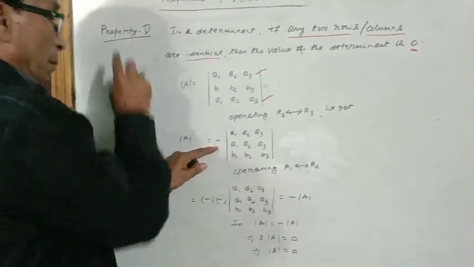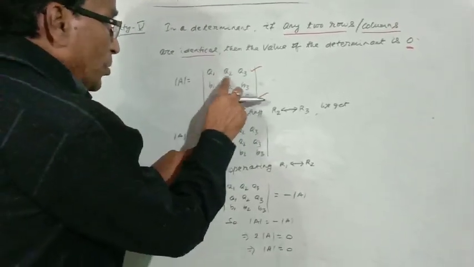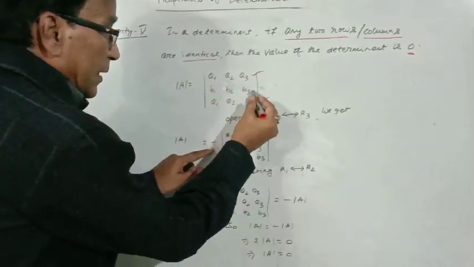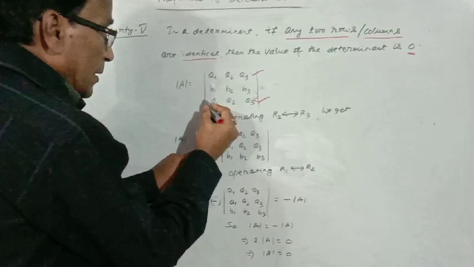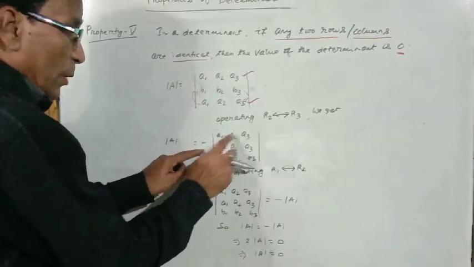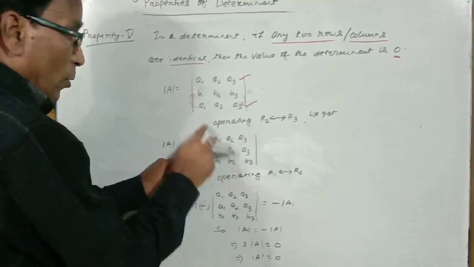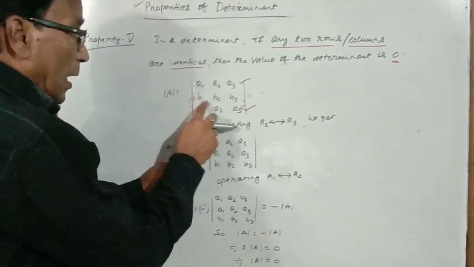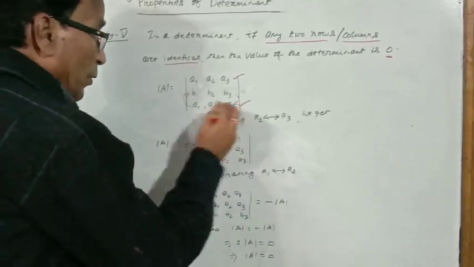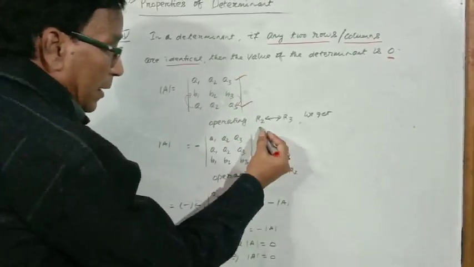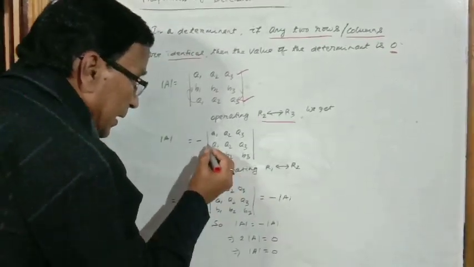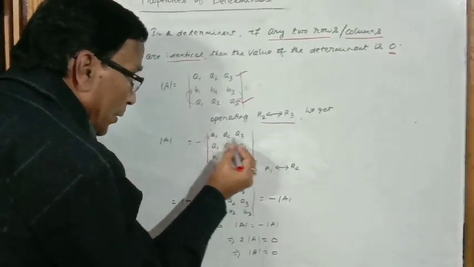So according to the previous property, the first row will remain as it is, A1, A2, A3. On interchanging these two rows, it will be minus determinant of A1, A2, A3, then the second row becomes A1, A2, A3, and the third row becomes B1, B2, B3, if we interchange R2 and R3. Now again, on interchanging the first row and second row.